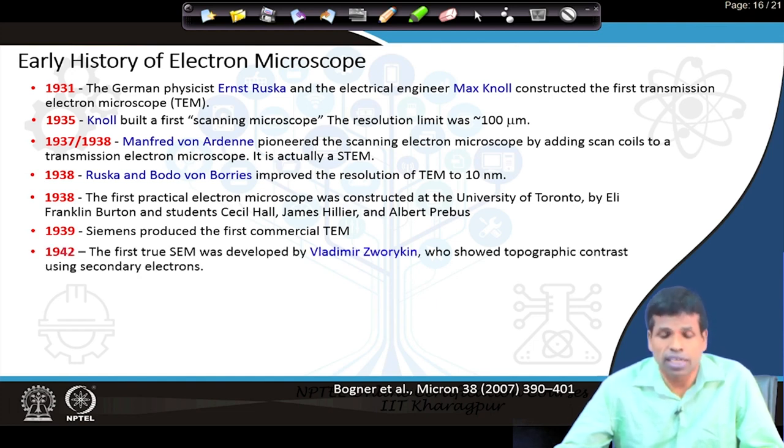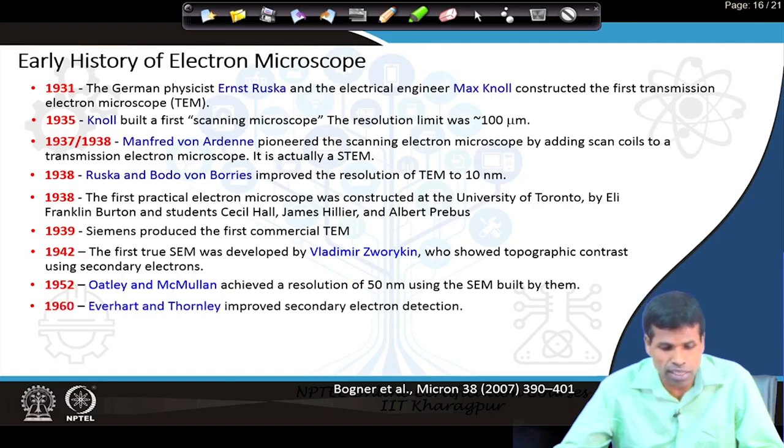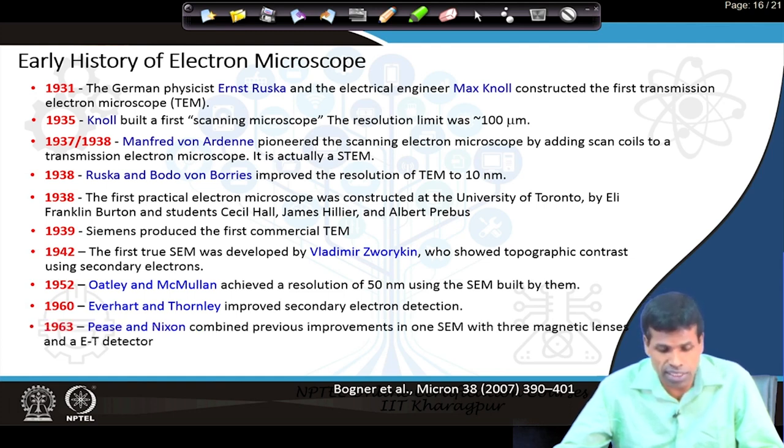The first true SEM, scanning electron microscope, was developed by Vladimir Zworykin, who saw the topographic contrast using secondary electrons. You will see later how the secondary electrons are utilized to get the topographic contrast. Today also we use the same secondary electrons to get the best contrast using a scanning electron microscope. In 1952, Charles Oatley and his student Mark Mullan achieved a resolution of around 50 nanometers using the SEM built by them. Then in 1960, Everhart and Thornley improved the secondary electron detection capacity. And in 1963, Pease and Nixon combined the previous improvements in one SEM with three magnetic lenses and an Everhart-Thornley detector.